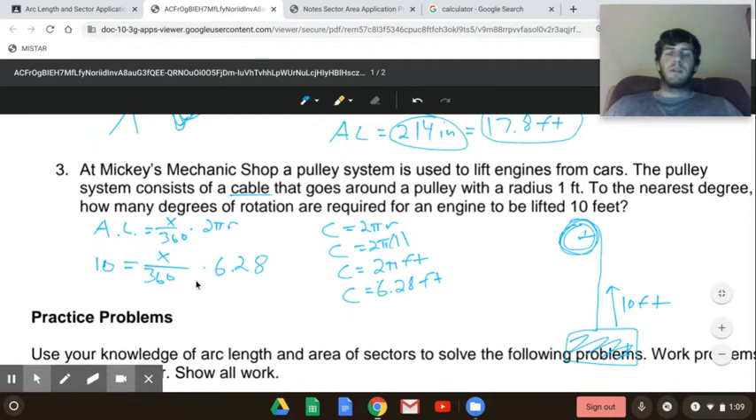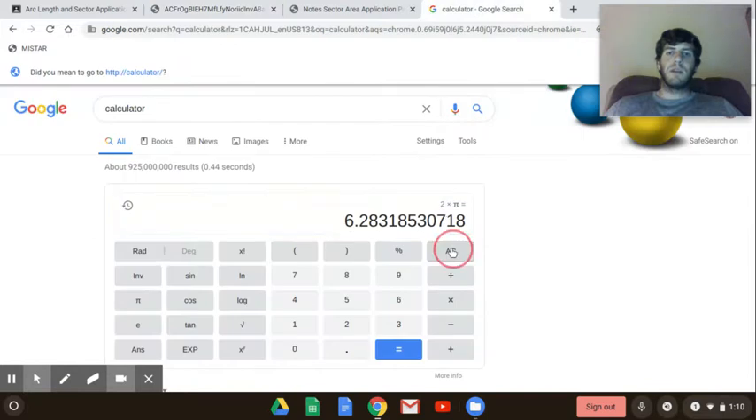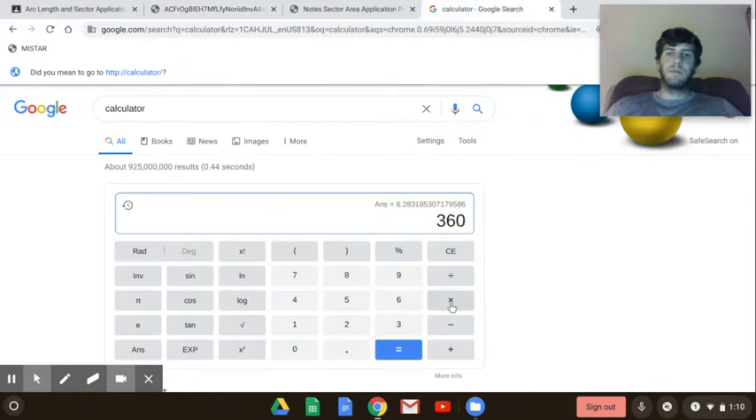All right. So again, we have to do inverse here. So you need to multiply both sides by 360, and then divide both sides by 6.28. All right, so those cancel on this side, and that cancels. And you have 360 times 10 divided by 6.28. That's going to be 573.2.